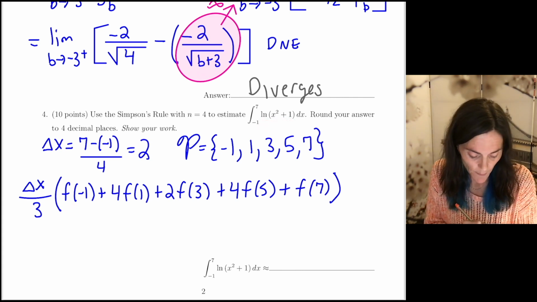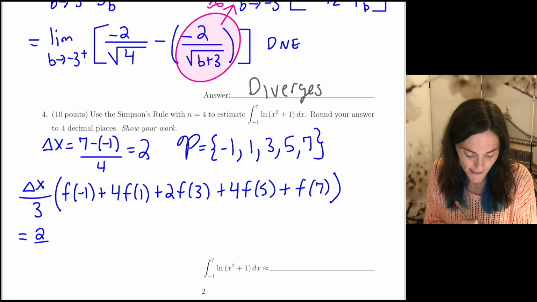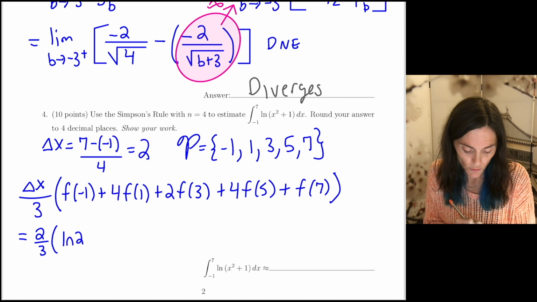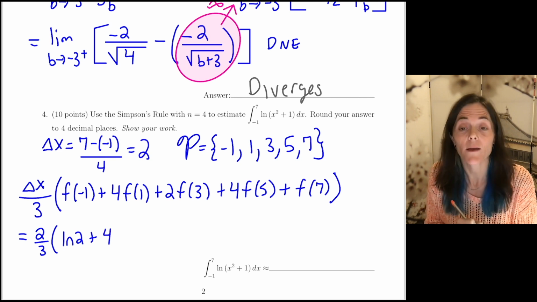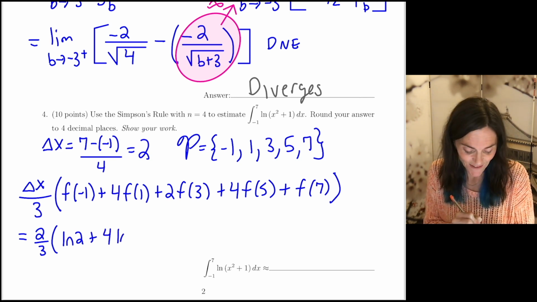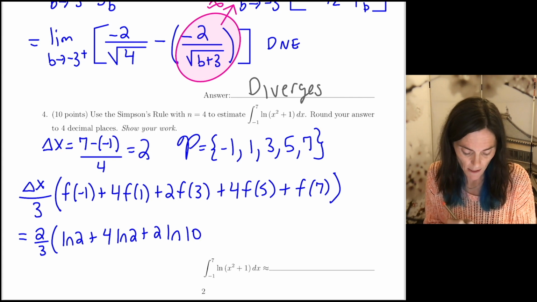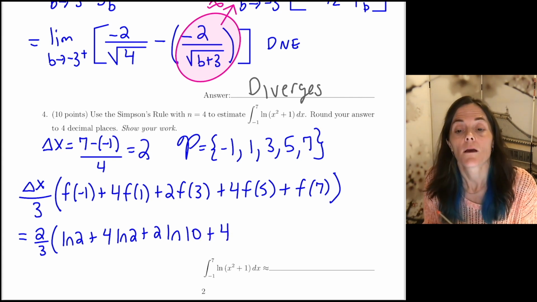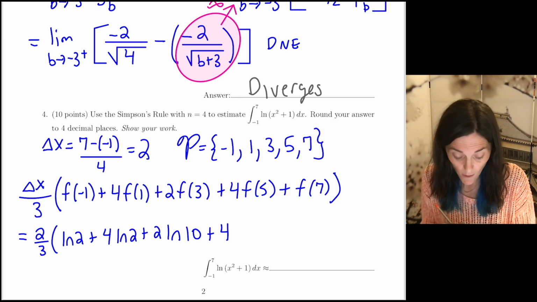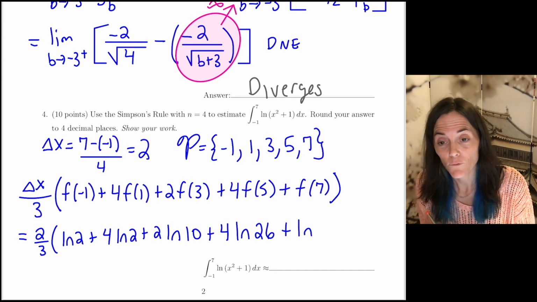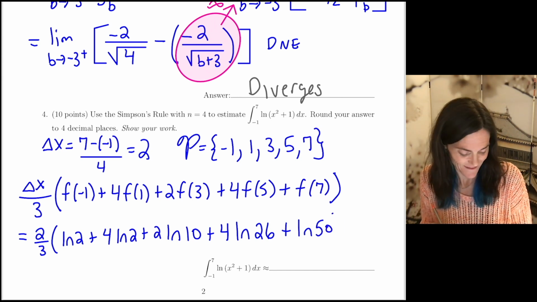Let's go one more step. Delta x is 2, so we have 2 over 3, and then this is just ln 2, plus we have 4, evaluated at 1. We have another ln 2. And then we have 2, evaluated at 3. We have 9 plus 1, so ln of 10. We have 4. Let's see. At 5, we'll have ln of 26. And finally, we have ln of 49 plus 1, 50.